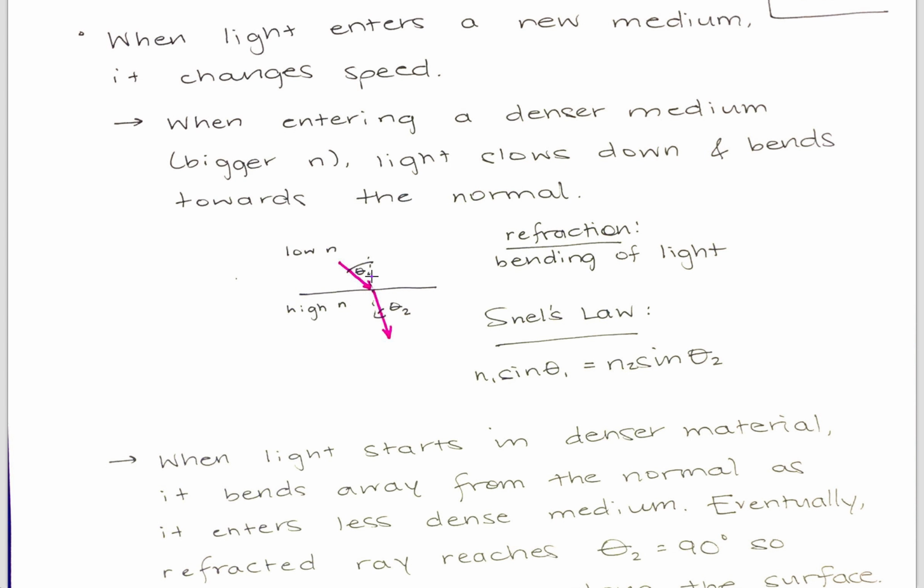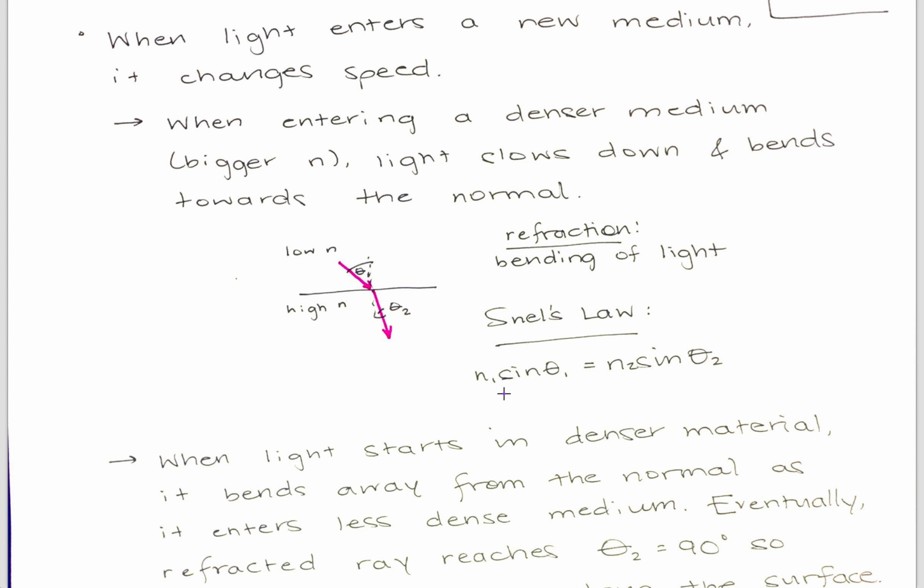That is important, otherwise these equations won't work. So the light ray is traveling, it hits the surface of, let's say, the water in this case, and then bends towards the normal because it's slowing down. So we call this bending of the light refraction.